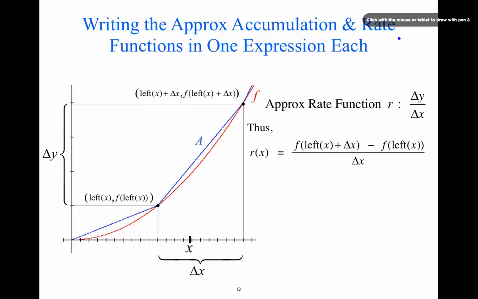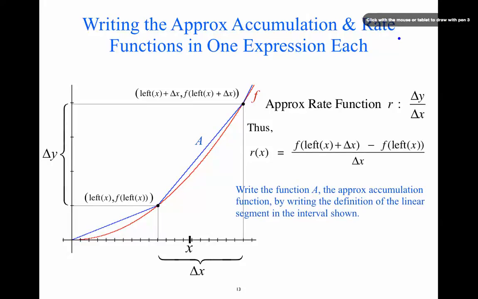Okay, so then the function a. We want to write the function a, the approximate accumulation function, by writing the definition of the linear segment, because that segment could be any segment. This formula works in every moment, in every interval, because when we move into another interval, left x gives us the x value at the left side of the current interval. So as x increases through the intervals, this continues to spit out the constant rate that we need for the current interval. So now we want to write the function a.